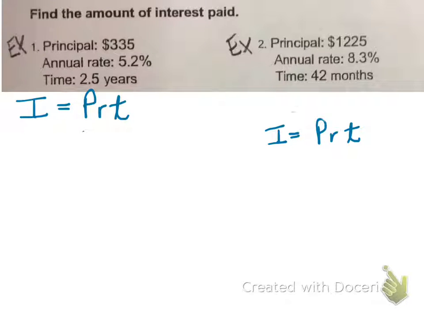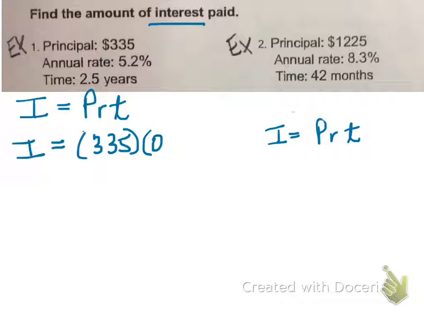Example 1 says, find the amount of interest paid. So these directions go with example 1 and example 2, and they're asking for the interest. So we're going to use the formula I equals PRT. So in example 1, we have I equals our principal, which is $335, times our percent as a decimal, that would be 0.052, times the number of years, which is going to be 2.5 years. Plug that into our calculator, and we get $43.55.